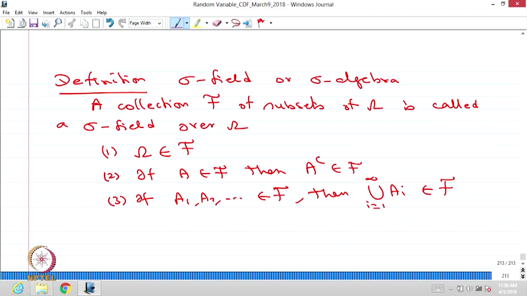This is going to be very important to define a probability. Let me give some examples for the sigma field. Then we'll go to the definition of probability.